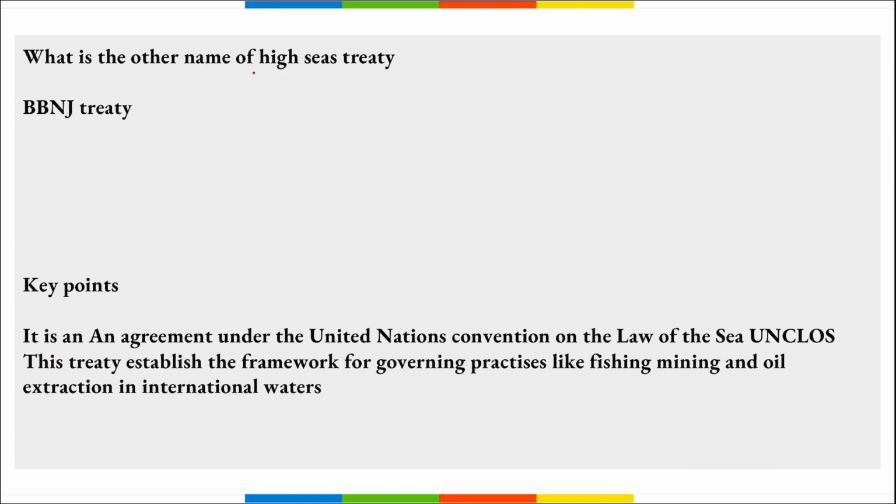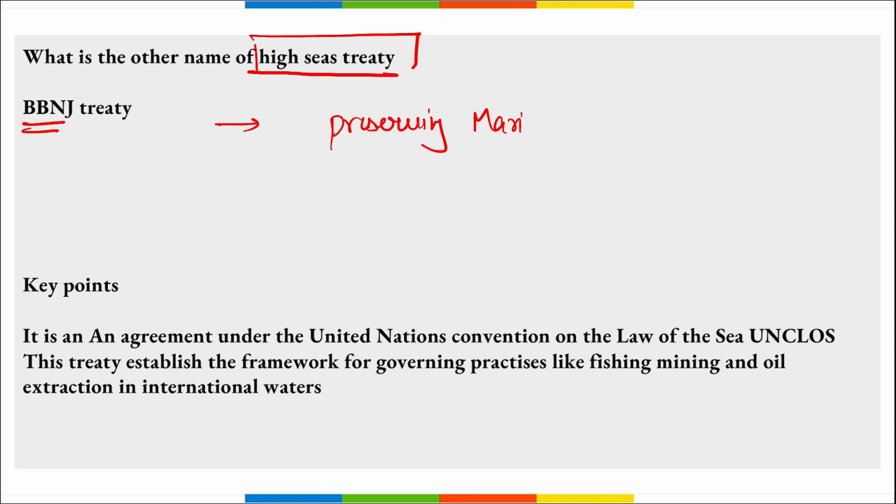Moving on, what is the other name of High Seas Treaty? High Seas Treaty is known by the name BBNJ Treaty, that is Biodiversity Beyond National Jurisdiction, right? BBNJ Treaty. This is also known as High Seas Treaty, and this is for protecting the high seas, or we can say protecting or preserving the marine biodiversity. Correct? In order to make sure that the biodiversity is safe in international waters, this treaty was signed, that is High Seas Treaty or BBNJ Treaty.